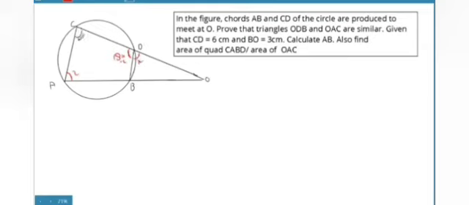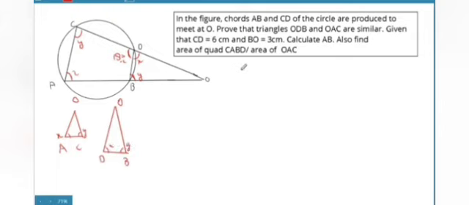If I am taking this angle as Y, so this angle is the exterior angle, so this will also be Y. So basically we have two triangles here. One triangle is OAC. In OAC, this angle is Y and A is X. Another triangle we have is ODB. In ODB, this is X and this is Y.